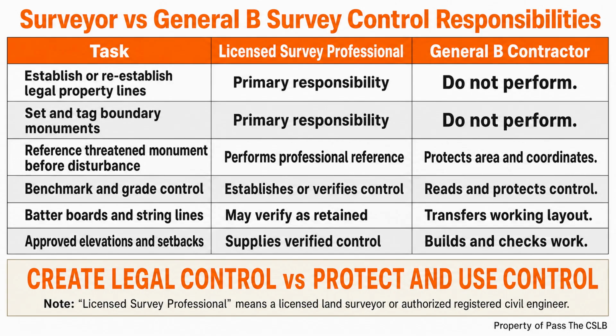I put the responsibilities side by side because this is the cleanest way to remember the boundary. The survey professional establishes or reestablishes legal property lines, sets and tags boundary monuments, and performs the professional work needed to reference threatened monuments. The general building contractor reads benchmarks and stakes, protects the control, transfers layout to working lines, and builds to the approved elevations and setbacks. The practical memory connection is this. The survey professional creates legal control. The contractor protects and uses that control. When the line between those roles is respected, layout stays useful and legal responsibility stays clear.